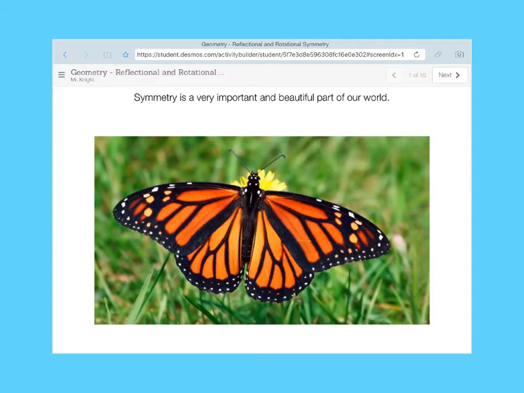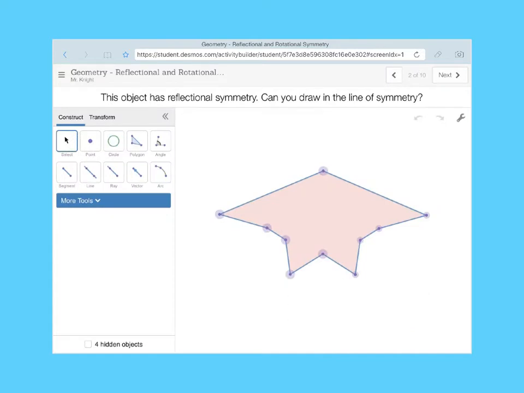Let's take a couple minutes and look at some symmetry here. Symmetry is an important part of our world. Lots of things are symmetrical, like this butterfly here. If we look, the left and right halves are the same. That is what we call symmetrical, right? So we want to be able to find some symmetry here, okay?